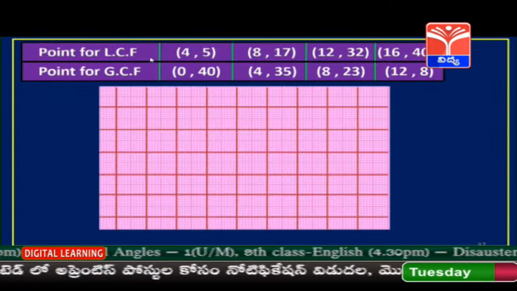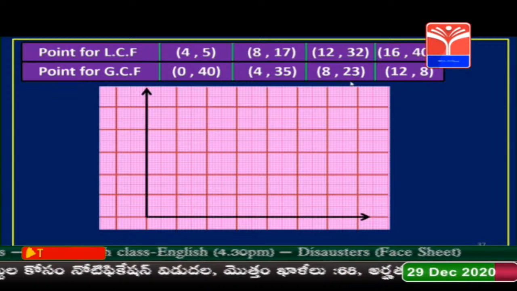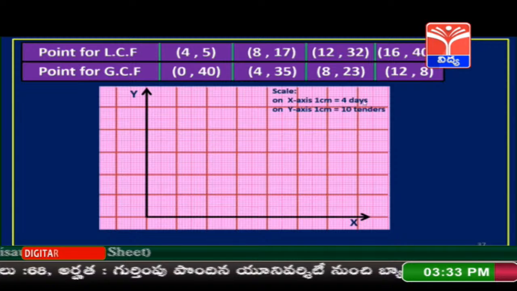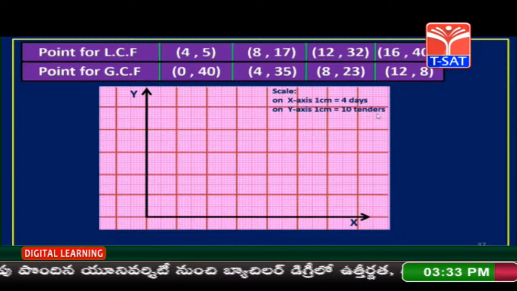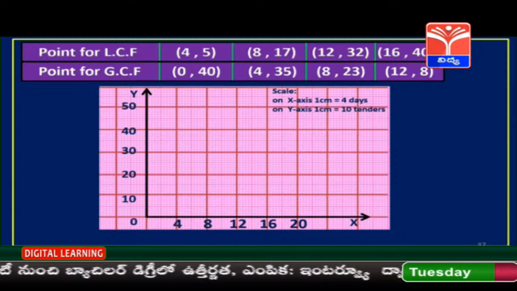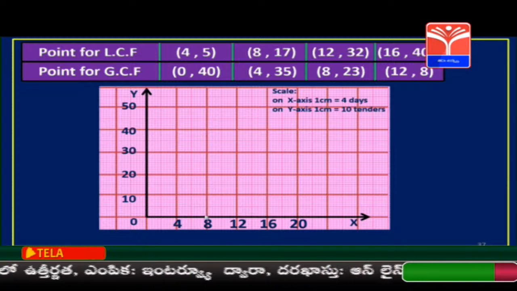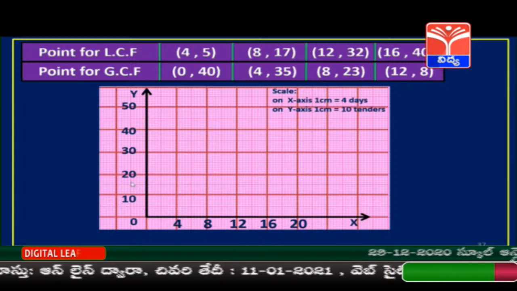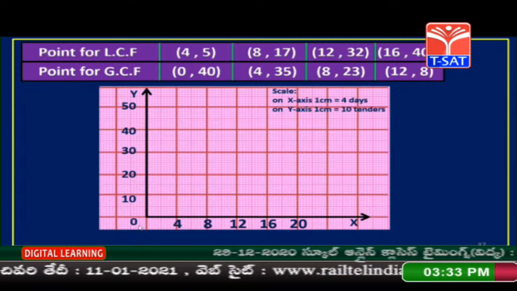I am taking here point for LCF and point for GCF. X axis, y axis, I am taking here scale. On x axis 1 centimeter equal to 4 days, on y axis 1 centimeter equal to 10 tenders. Okay children, now 0, 4, 8, 12, 16, 20, 4 multiples. 0, 10, 20, 30, 40, 50, 10 multiples.